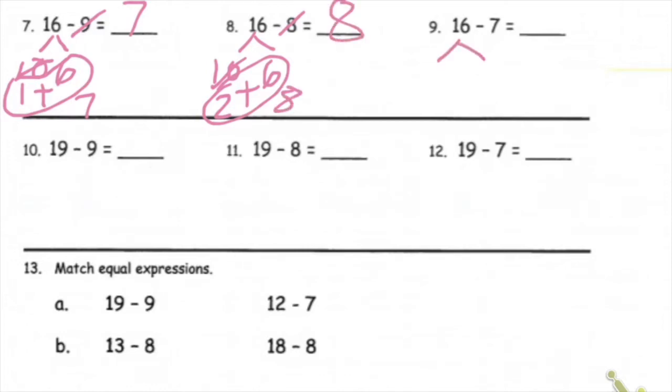16 minus 7. Again, 10, 6. Take 7 from 10, which is 3. 3 plus 6 equals 9.